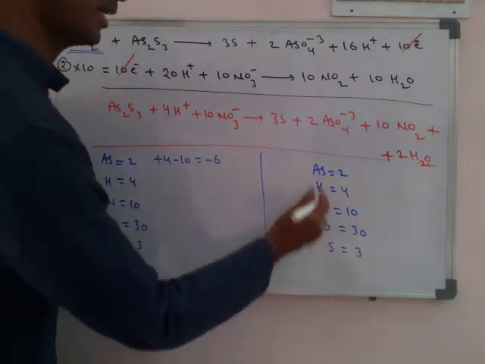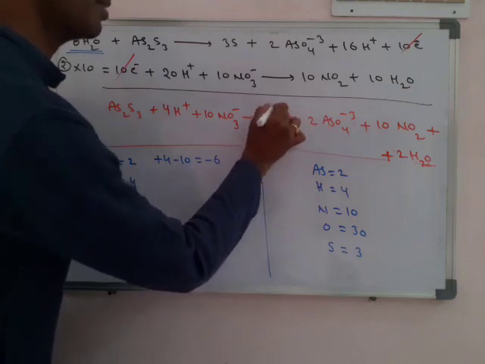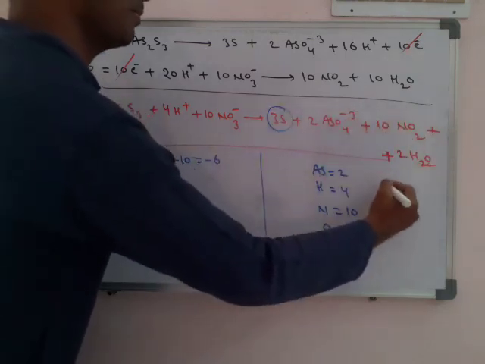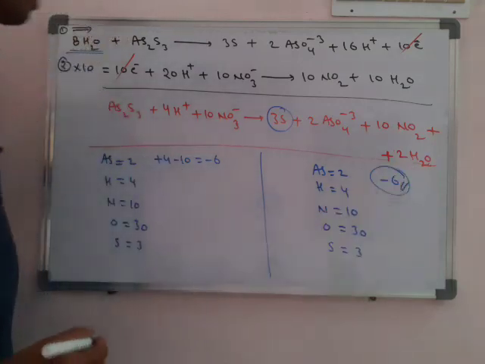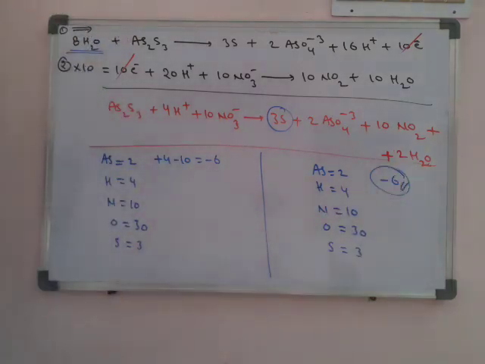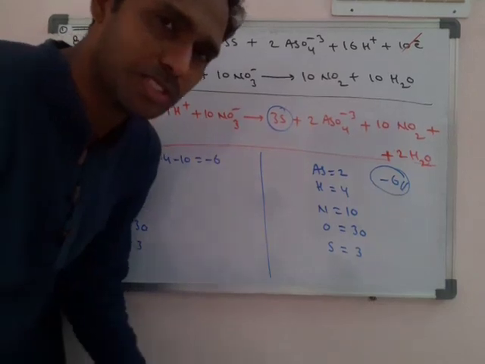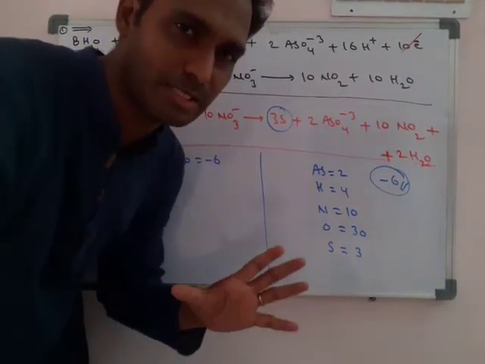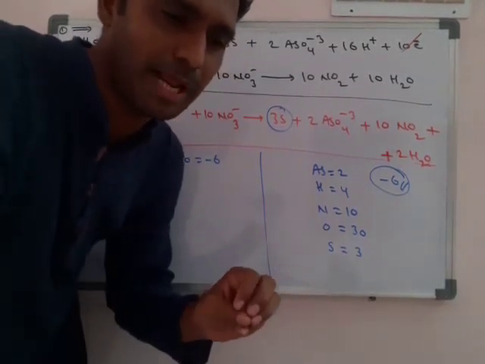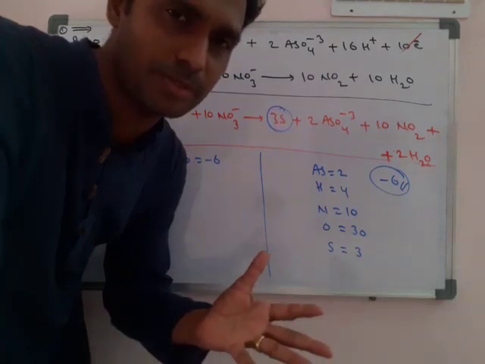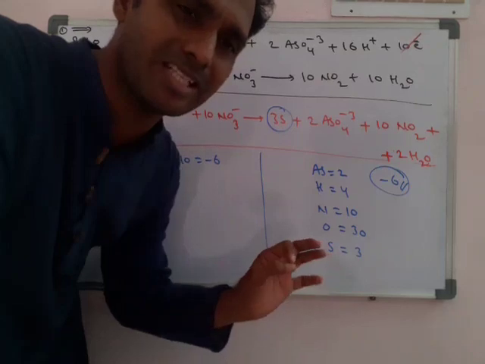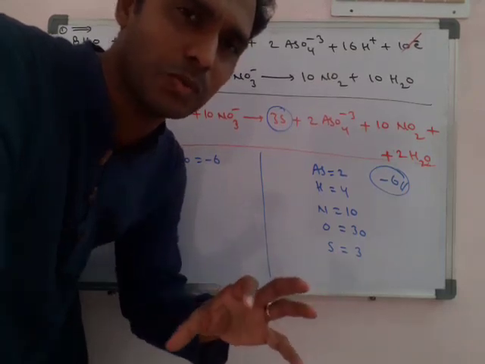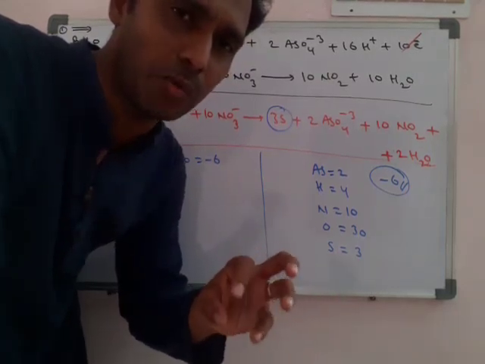So check the right side. Minus 3 into 2. Here the others are 0, 0, 0. The remaining here is minus 6. So the charge is also balanced. So it is the balanced redox equation. Tomorrow we will see examples of basic medium. But you have to practice some more examples. Without practice it appears very simple, but only by practicing will you find where you are getting doubts.